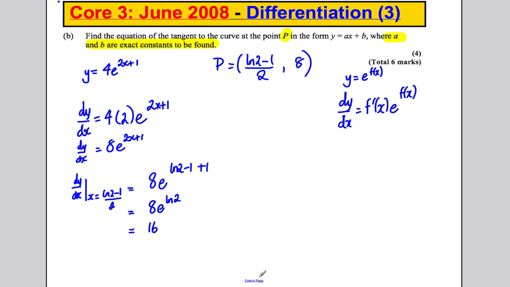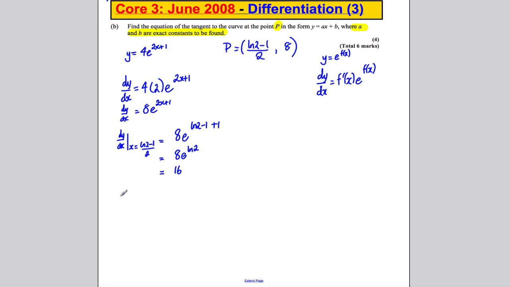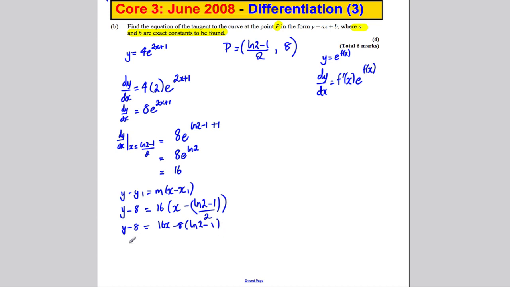Now you want to work out the tangent, and you've got your m, and you've got a point on the line here. So you're going to use y subtract y1 is m times x subtract x1. y subtract 8 is going to be equal to 16 times x subtract ln 2 subtract 1 over 2. And we can multiply by the 16 just to tidy up. y subtract 8 is 16x, 16 times this, well the 16 times a half is 8, so you get subtract 8 ln 2 subtract 1. y subtract 8 would be 16x, subtract 8 ln 2 plus 8, and then adding 8 to both sides, y would be equal to 16x, subtract 8 ln 2 plus 16. And that is the equation of your line.